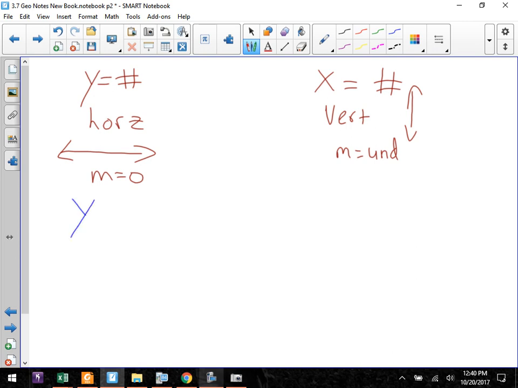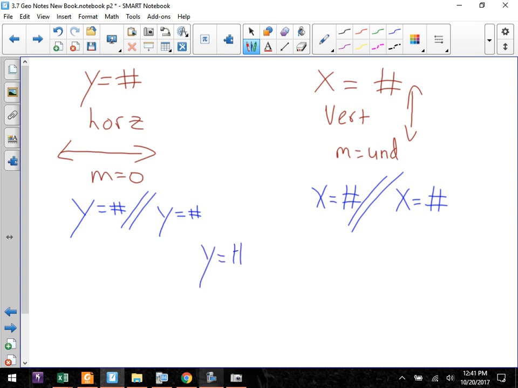All horizontal lines are parallel to horizontal lines. Reason being, they all have the same slope. Therefore, the exact same thing works with vertical. All vertical lines, x equals a number, will always be parallel to some other x equals a number. Which means horizontal and vertical are what to each other? Perpendicular. Which means then that y equals a number is perpendicular to x equals a number.